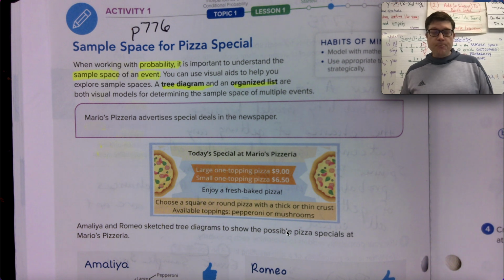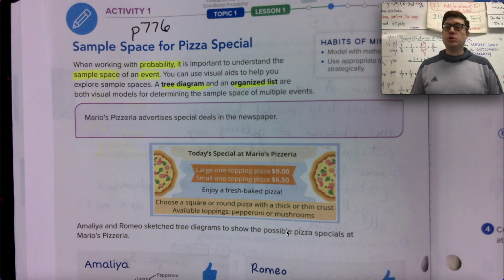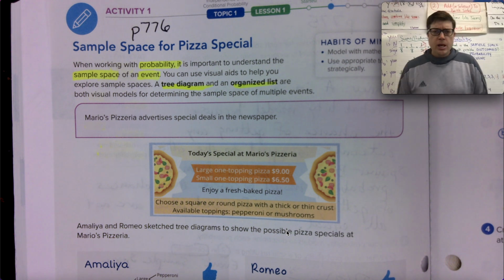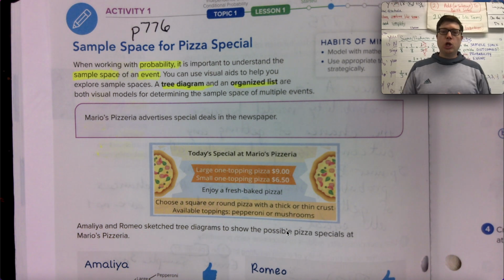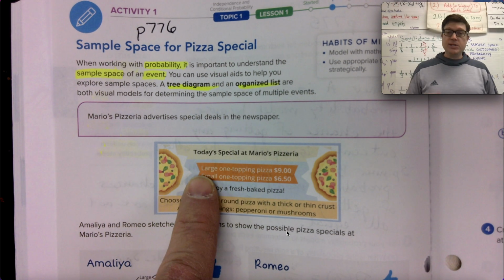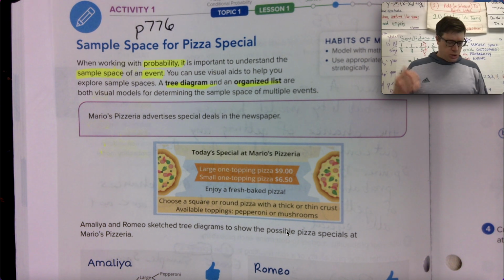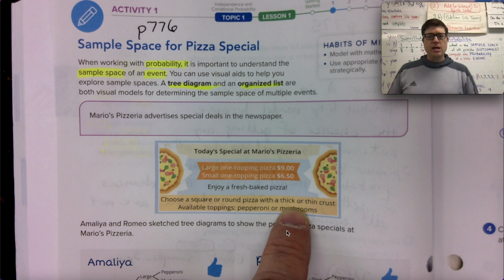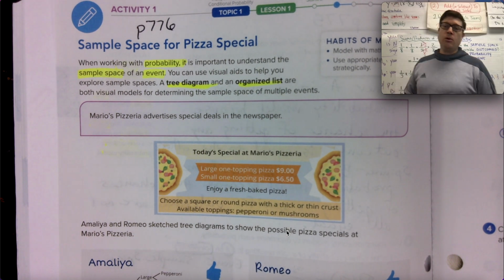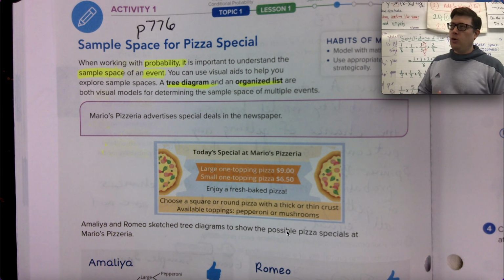considered before? For example, Mario's Pizzeria advertises special deals in the newspaper. And in those special deals, we have a choice between a large one topping or a small one topping. And we can choose whether it's square or round, if it has a thin crust or a thick crust. We could also choose between pepperoni or mushroom. Now, this is a limited number of choices in the real world situation.